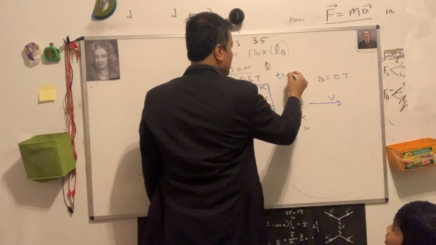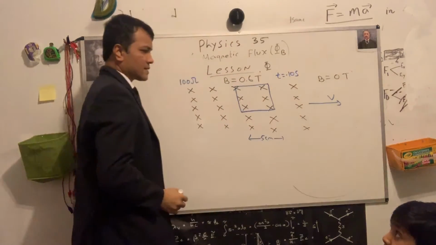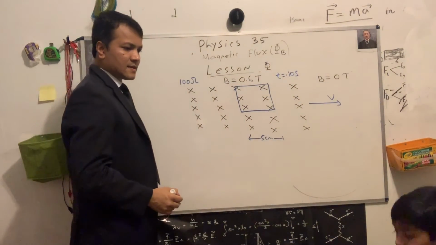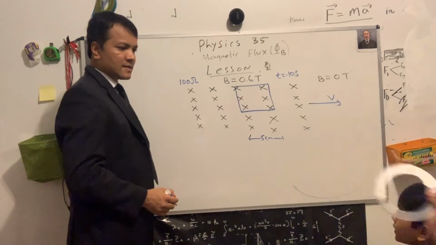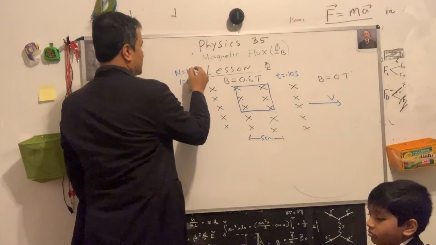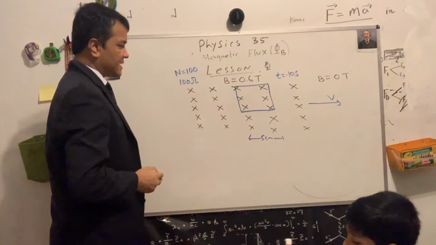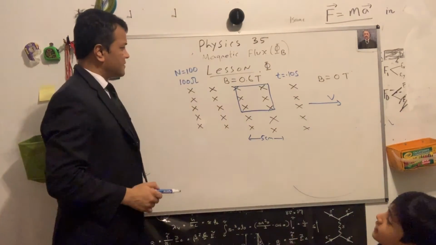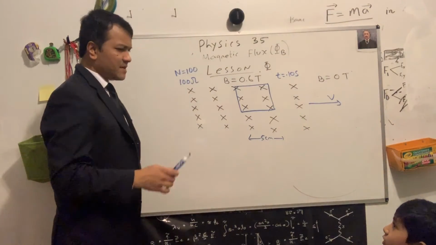Wait, I have a question. So you mentioned multiple hoops. How many hoops are there? Let's say N is equal to 100. Good point. N is equal to 100. I love 100. Such a beautiful number.